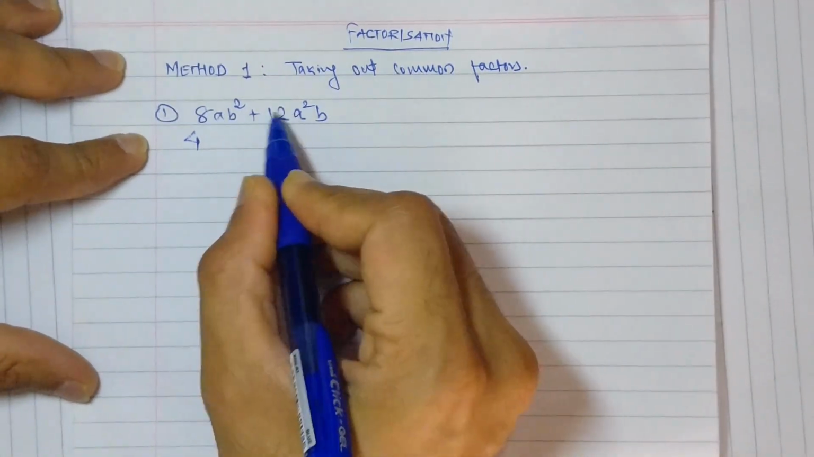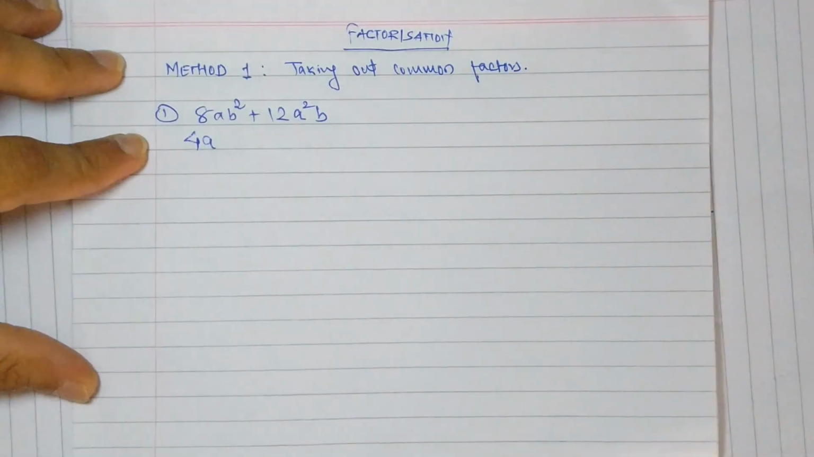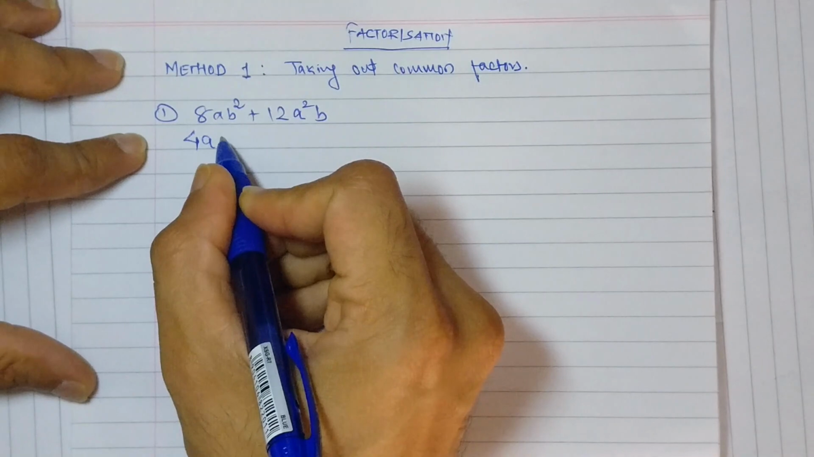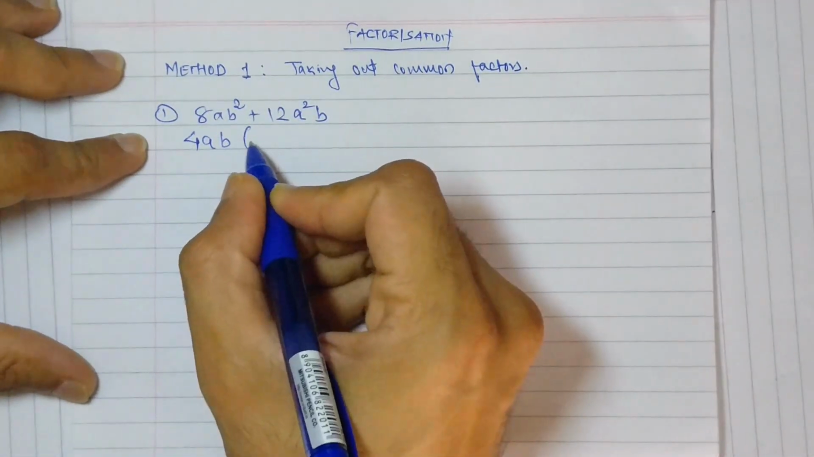A and A square. What is common between A and A square? Highest common factor, A. B square and B. What is common? Highest common factor, B. So 4AB comes out, and what is left inside?